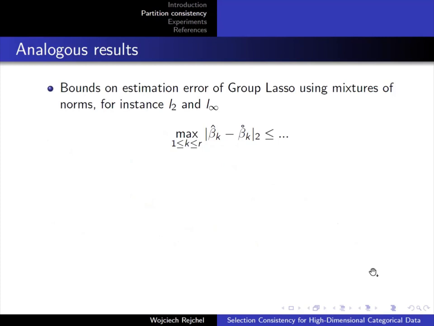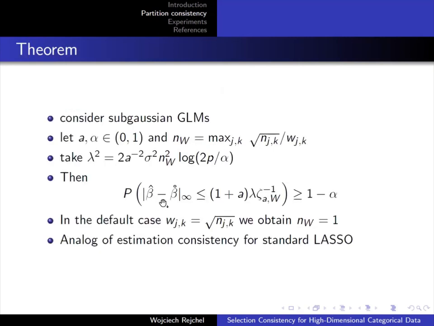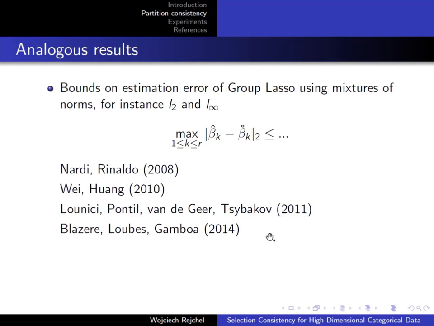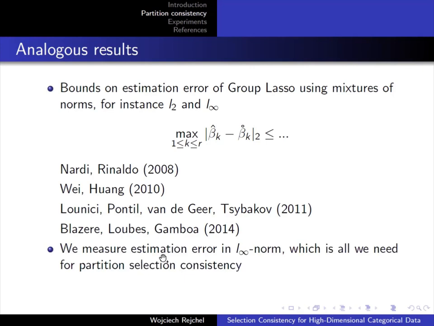And of course, there are plenty of similar results in the literature on the group lasso. Generally speaking, they use some mixtures of norms. So for instance, here we've got the maximum over K, maximum over J. They have maximum over K, but here they do not have the infinity norm, but the second norm, and they bound it by something. So for instance, in these papers, you can find something like that. So the main remark is that we measure this estimation error in the infinity norm.